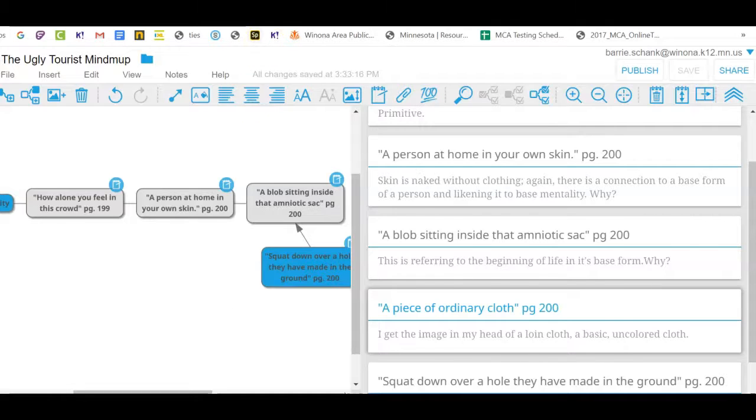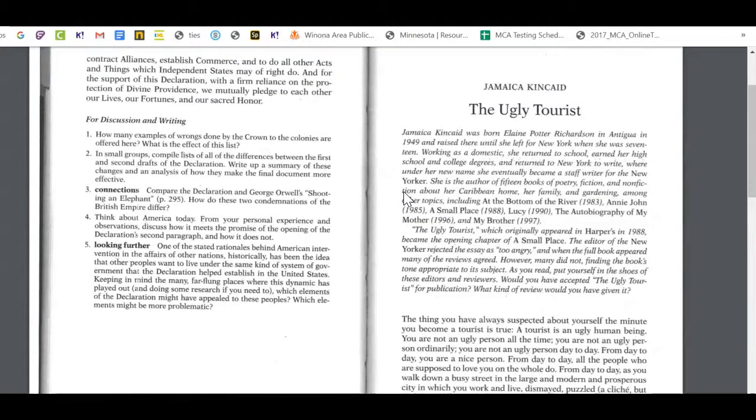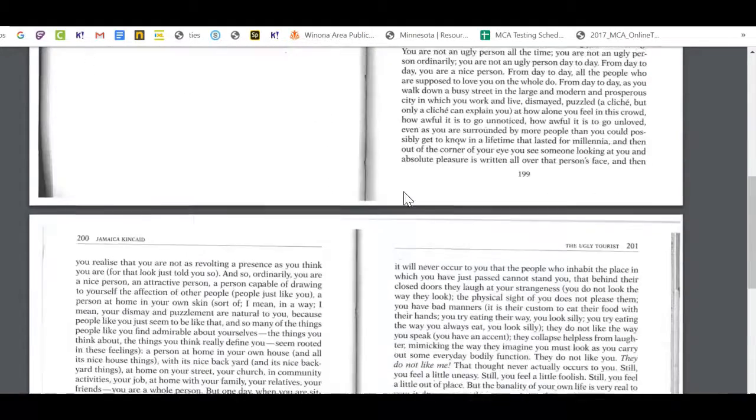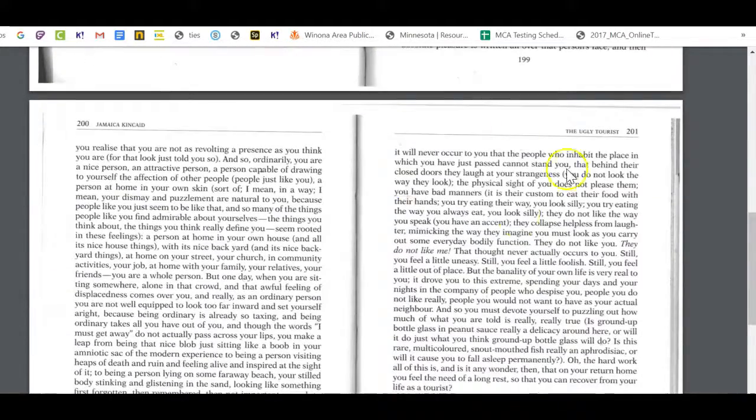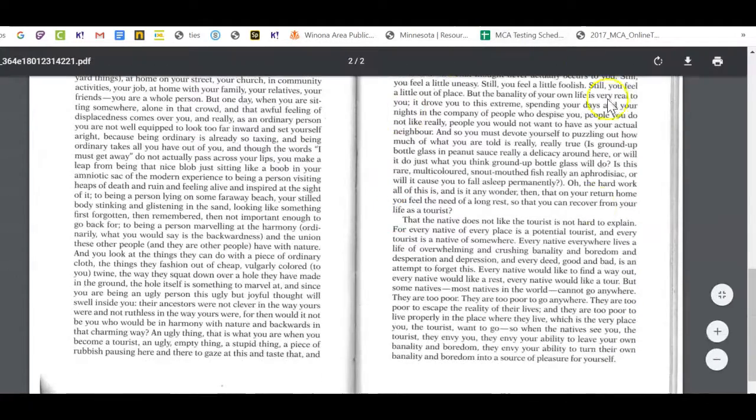This short story, The Ugly Tourist, has a lot of things in there that she does besides that. Now, if you want to make something of that, that's as far as I went with that idea. There are more examples inside the story that you could use. Feel free to do so.